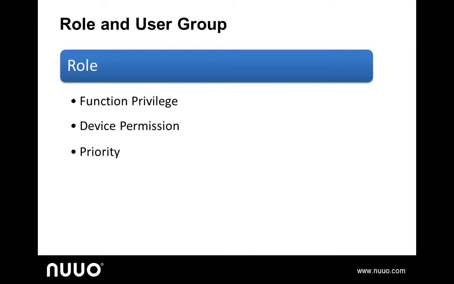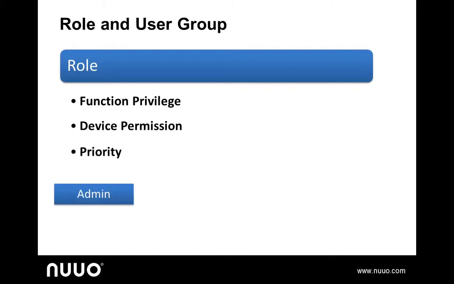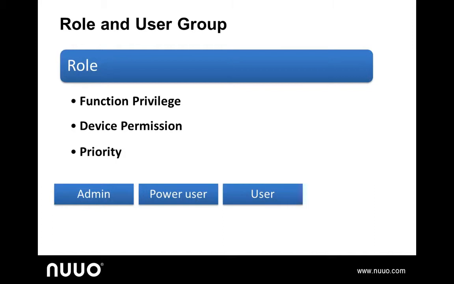Crystal 2.0 offers quick settings for both role and user group. In role, we define the scope of authority covering the function privileges, device permission, and priority for PTZ control and matrix login. There are 4 default roles: admin, power user, user with viewing privileges, and guest with live viewing privileges.